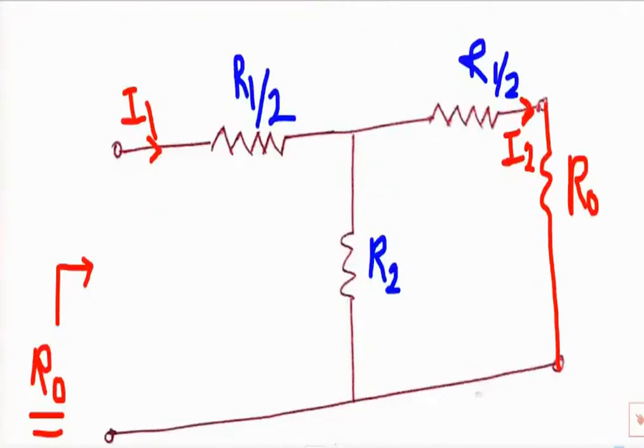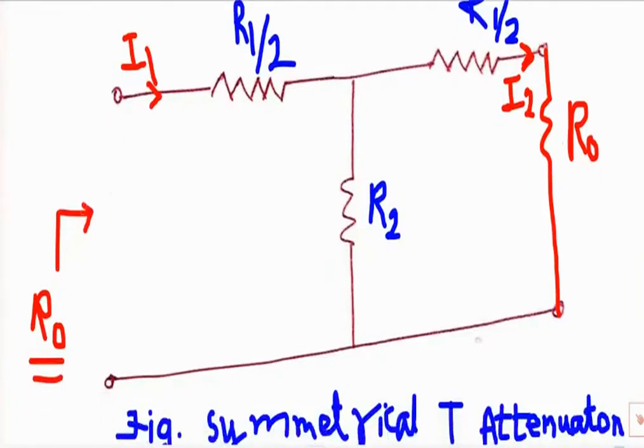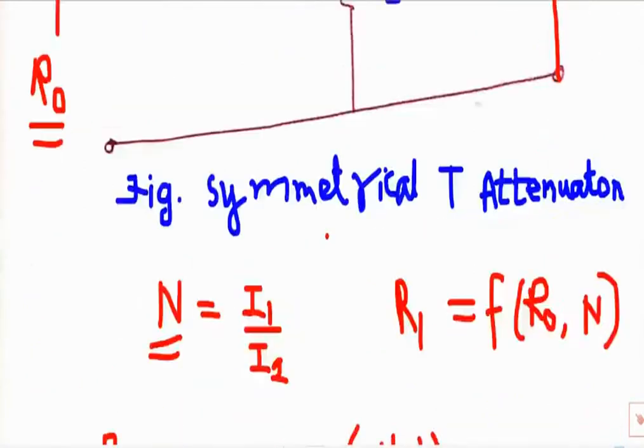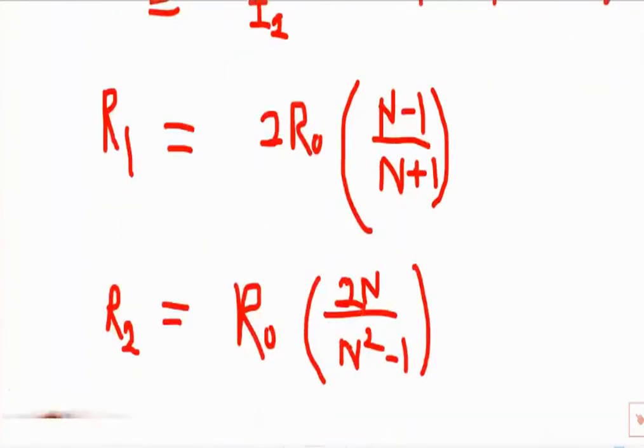For the derivation, I have to terminate with R0. Then I take capital N as the current ratio I1 by I2, and from the input side also I will see the resistance R0. Then just solve these equations. You will get the formula for R1 as 2R0 times (n minus 1) upon (n plus 1), and R2 as R0 times 2n upon (n square minus 1). These are the important formulas for R1 and R2. Not many formulas are there, only two or three in the symmetrical T attenuator.